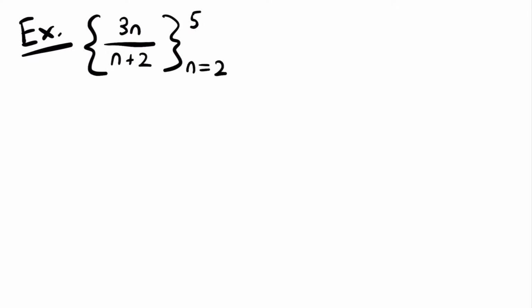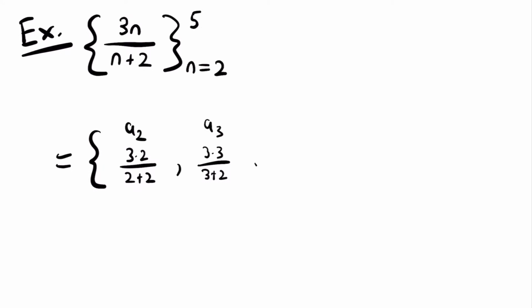All right, so in this case, this sequence has a set number of terms. It does not go on forever. And so we can actually write all of those terms out. And so this would be equal to our first term of a sub 2, since we're starting with n equals 2, and we'll plug 2 into this expression here. So we have 3 times 2 divided by 2 plus 2. Then our next term will be a sub 3, and we'll have 3 times 3 divided by 3 plus 2. Then our next term will be a sub 4, and we'll have 3 times 4 divided by 4 plus 2.